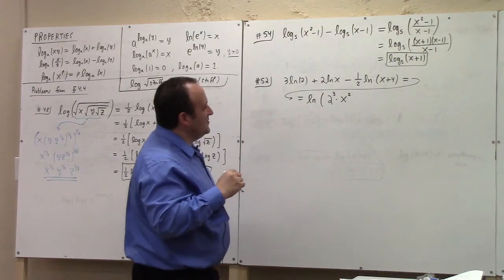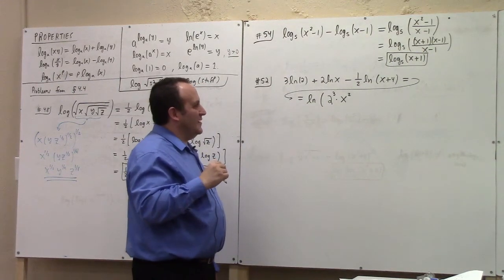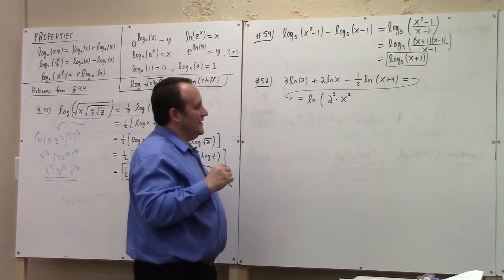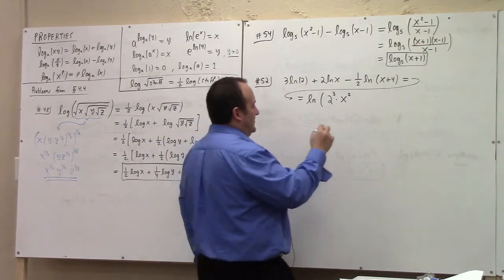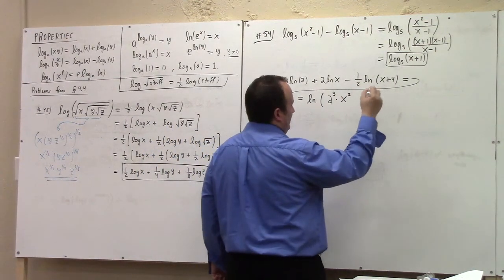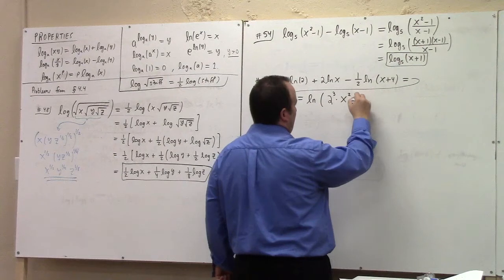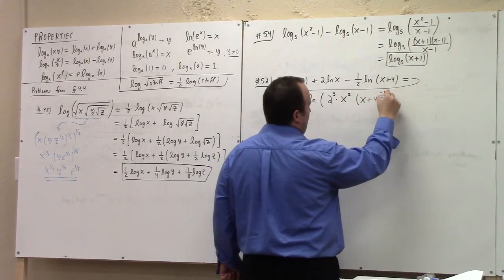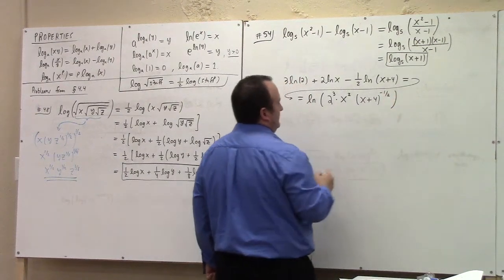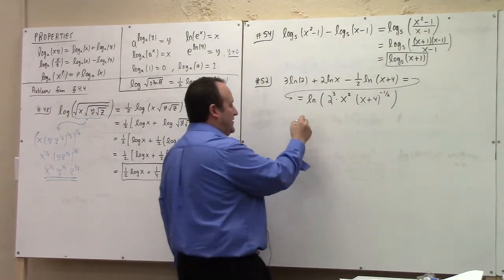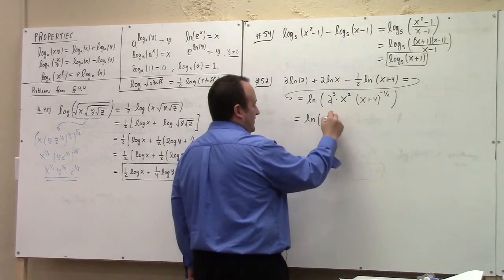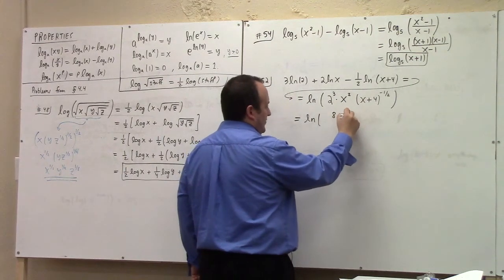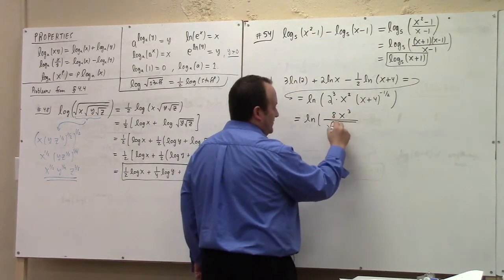Yeah, and then so minus 1/2 log of, now that one, well, I could write it this way, that would be times x plus 4 to the minus 1/2 power. I mean, I could write it that way. But more to the point, that's the log of 8 times x cubed divided by the square root of x plus 4.